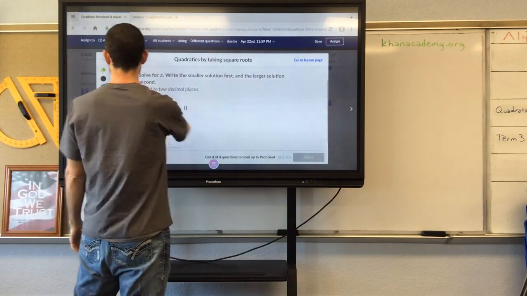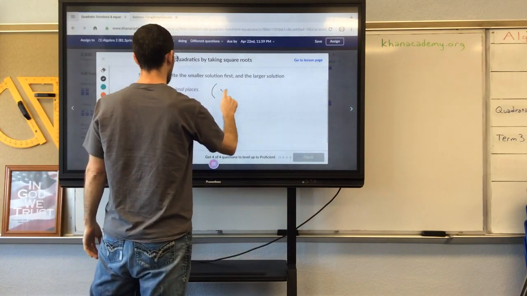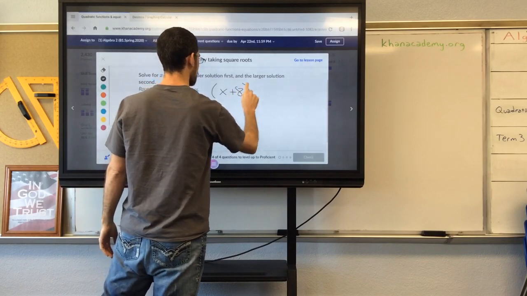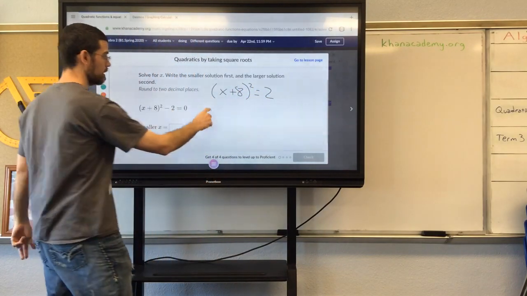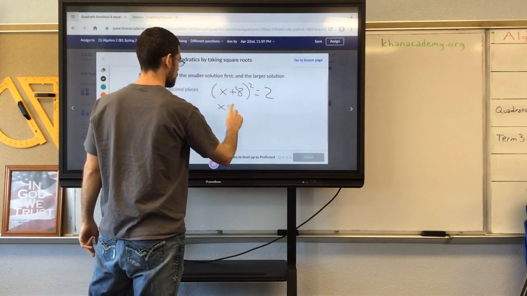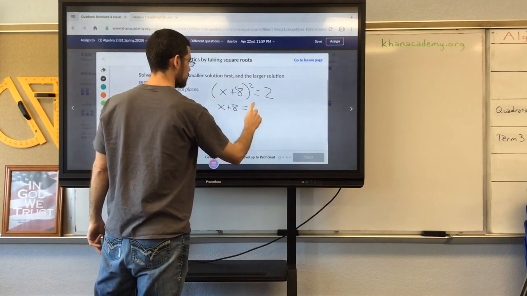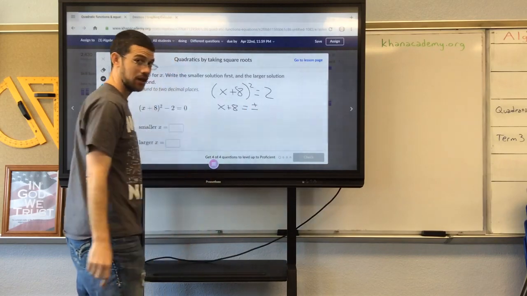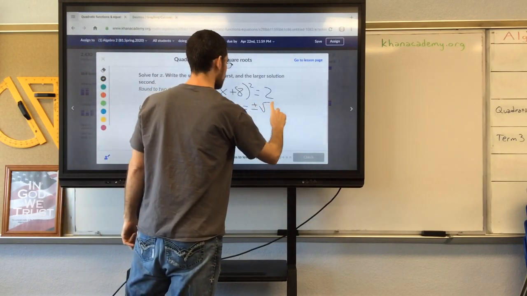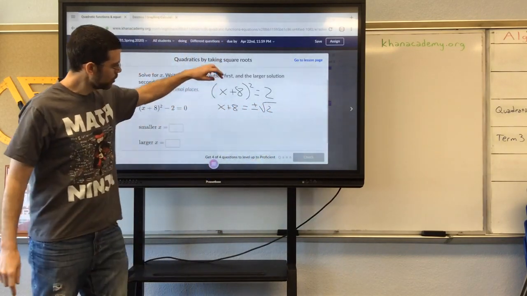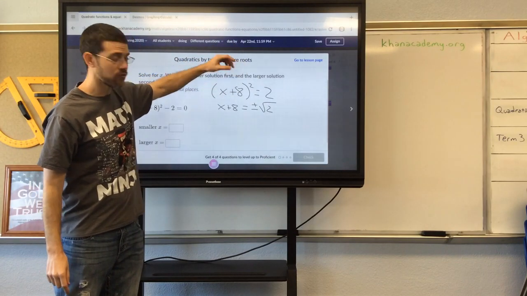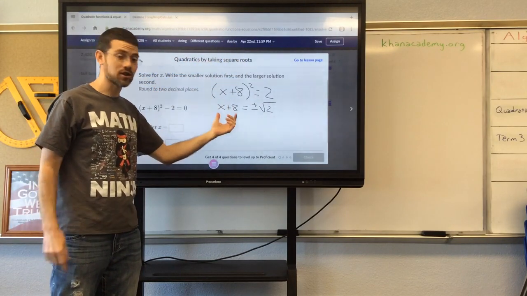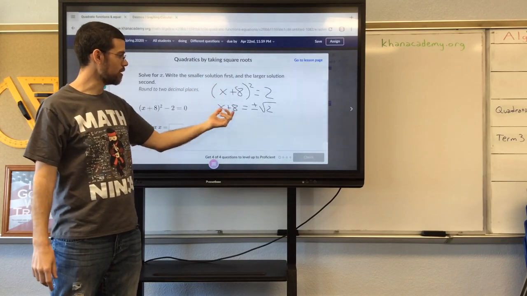So x plus 8 squared will equal 2. We'll take the square root of both sides. That gives us x plus 8 equals positive or negative square root of 2. So I took the square root of this sum squared. Something squared, if you take the square root of it, it's just the something that was being squared.